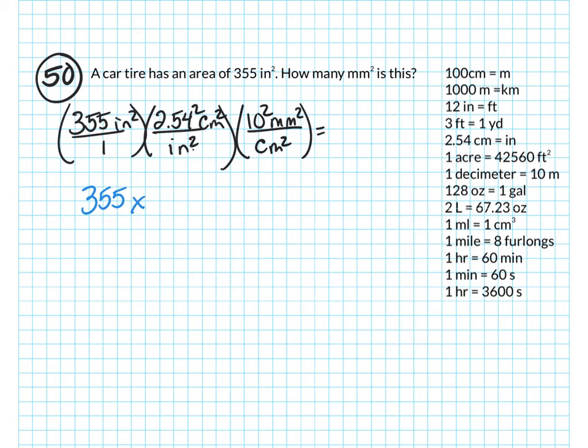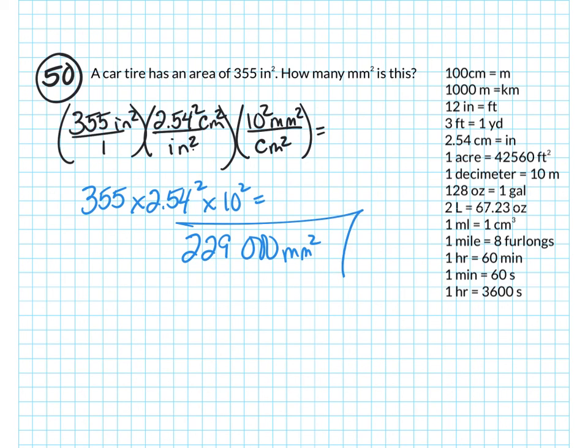355 times 2.54 squared times 10 squared. And then I'll just press the execute key or the enter key. And when I do that, I get 229,000 millimeters squared. And that's with 3 sig figs.